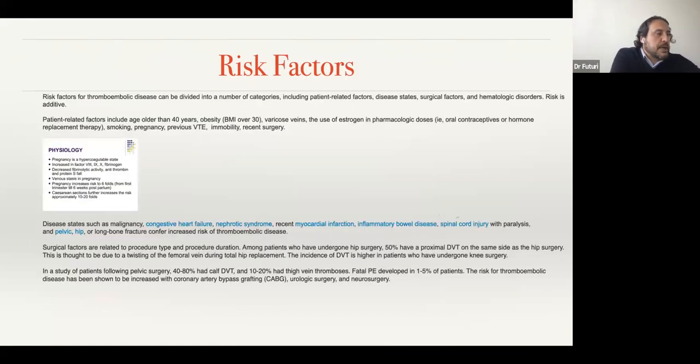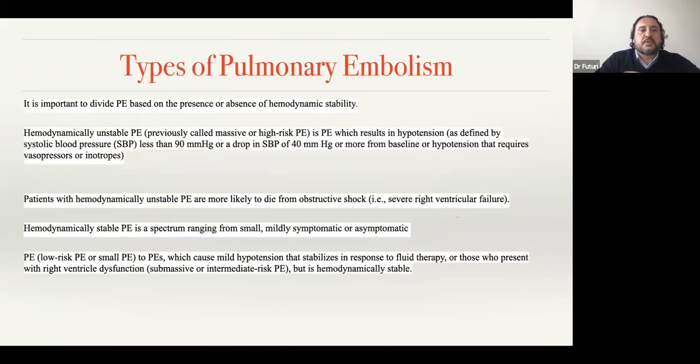So to talk a little bit about types of pulmonary embolism, again, there are different types. The main things to note from this slide are those patients who present with very large pulmonary embolisms, which cause hemodynamic instability. Previously, this was called massive or high-risk PE. And these are patients who will present with these central pulmonary artery thromboses, which again can lead to hypotension.